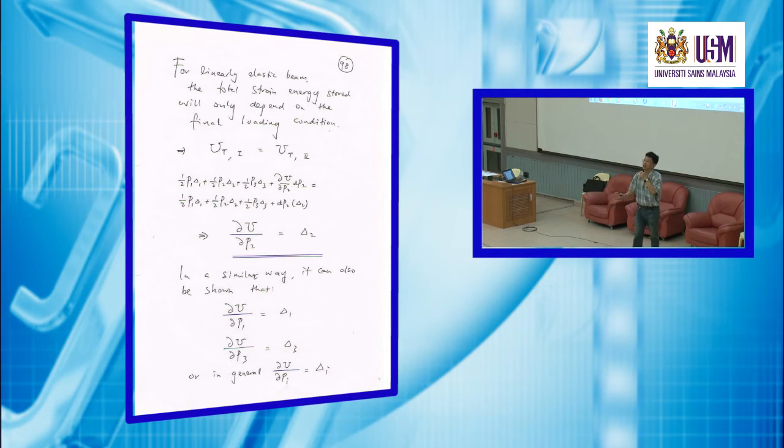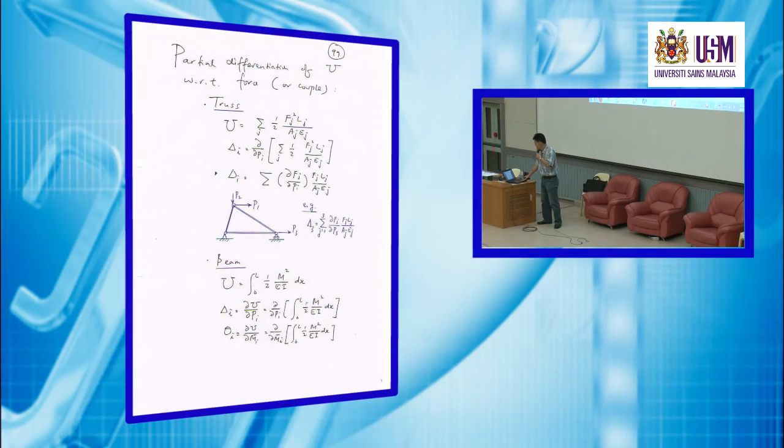That is just a proof to show you that if you differentiate the strain energy with respect to the load, you get displacement. If you differentiate the strain energy with respect to moment, you get rotation. This is Castigliano's second theorem. Now we are ready to look at some actual problems and how we apply this. But before that, we summarize again the equations that we use.